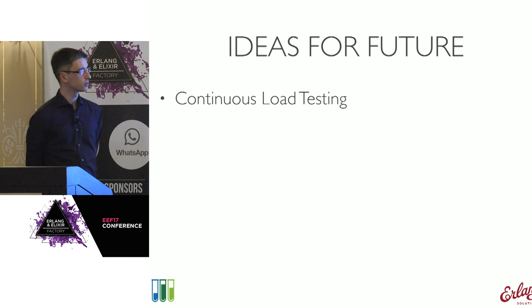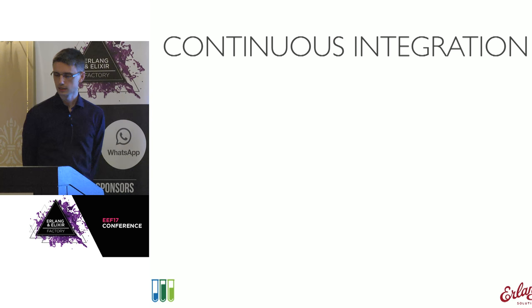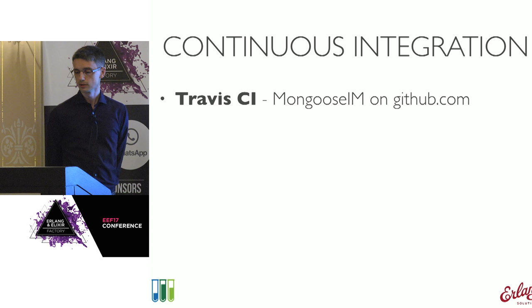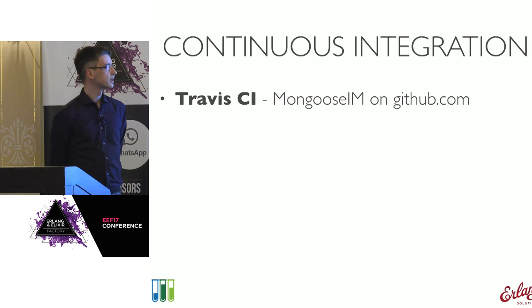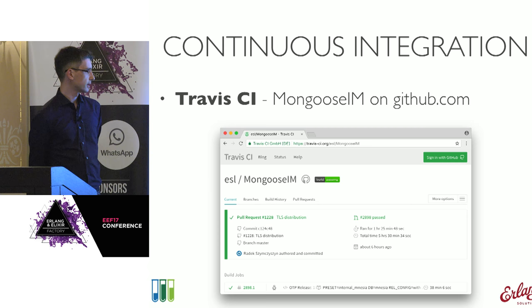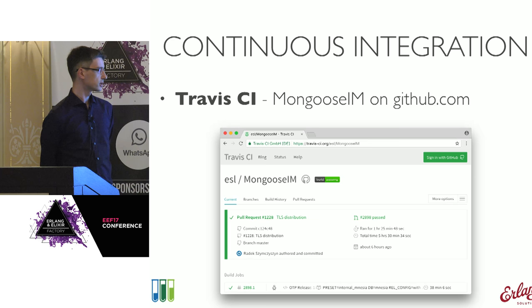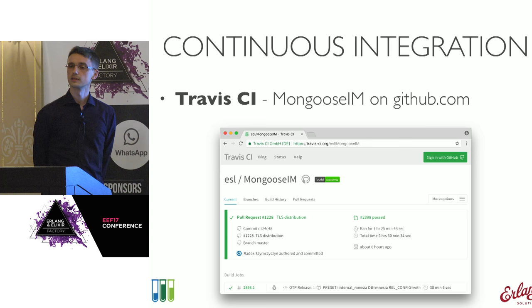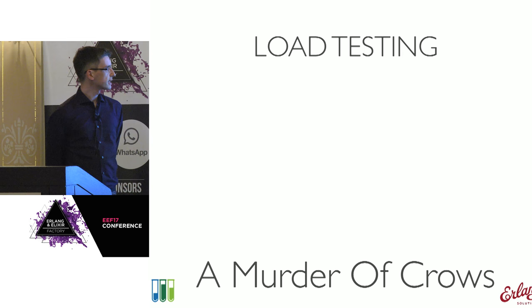So what is continuous load testing? I take it that most of you have heard the term continuous integration, and tools like Travis Continuous Integration, which works perfectly fine with GitHub, a tool that you have had the chance to use, or at least have heard of. This is a dashboard of Travis for the MongooseIM project on GitHub. All it does is execute all the integration tests every time you commit some increment of code or send a pull request. The same idea applies to load testing. For every pull request, we would like to execute a bunch of load tests.